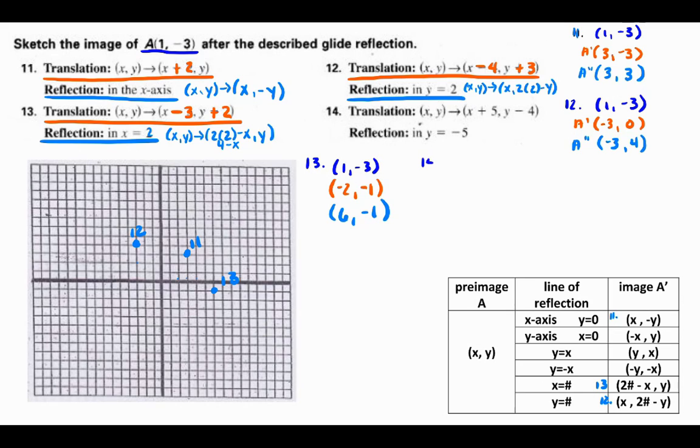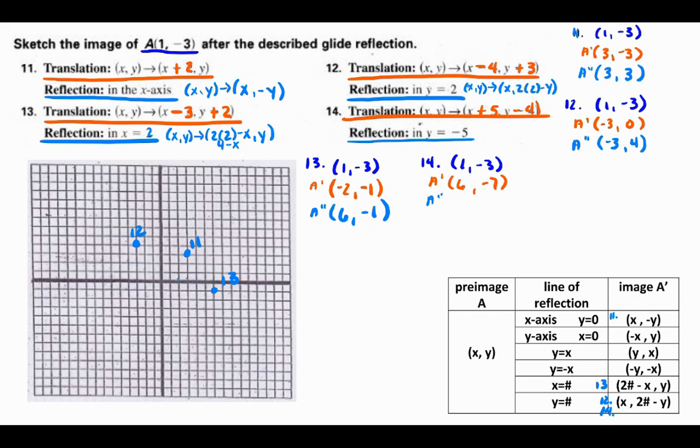In problem 14, we start at the point 1, -3. Our translation tells us to add 5 to the x-coordinate, and it tells us to subtract 4 from the y-coordinate. So that means A prime is going to be at 6, -7. And then to get our final destination, we're going to reflect in the line y equals -5.